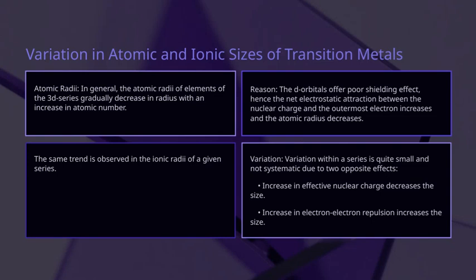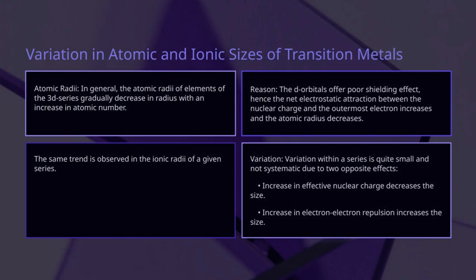Let's talk about how atomic size varies within the 3d series. First, an increase in electron-electron repulsion tends to make the atom larger because the electrons are pushing each other apart. But at the same time, an increase in the effective nuclear charge pulls the electrons in closer, which decreases the size. These two effects work against each other, so the variation within a series is actually quite small and not perfectly systematic.